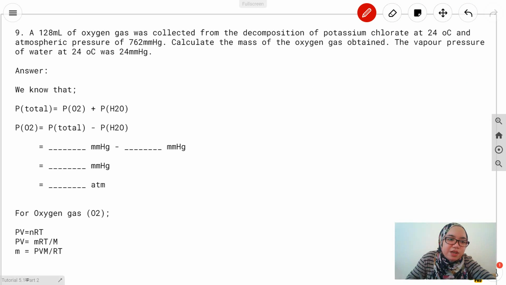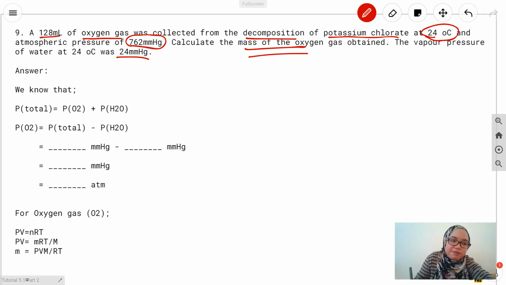It says that 138 ml of oxygen gas was collected from the decomposition of potassium chlorate at 24 degrees Celsius and at an atmospheric pressure of 762 mmHg. Calculate the mass of the oxygen gas obtained. The vapor pressure of water at 24 degrees Celsius was 24 mmHg. So the water and oxygen are in this decomposition.